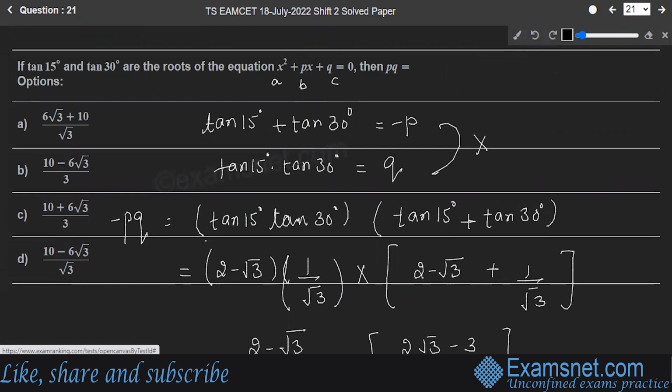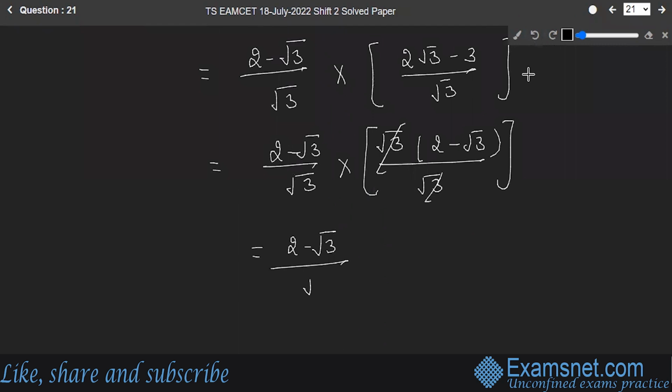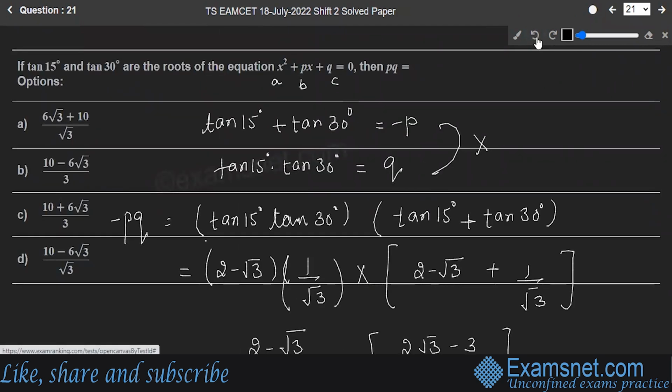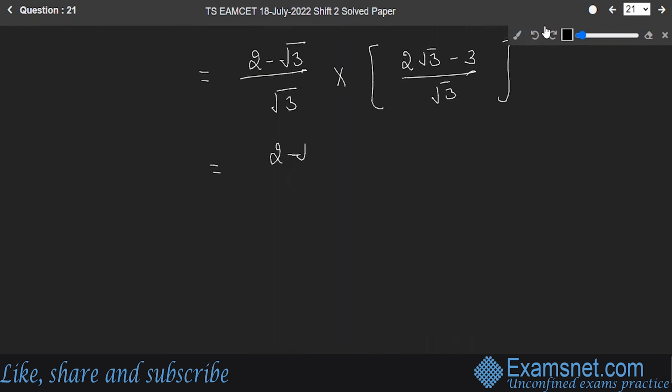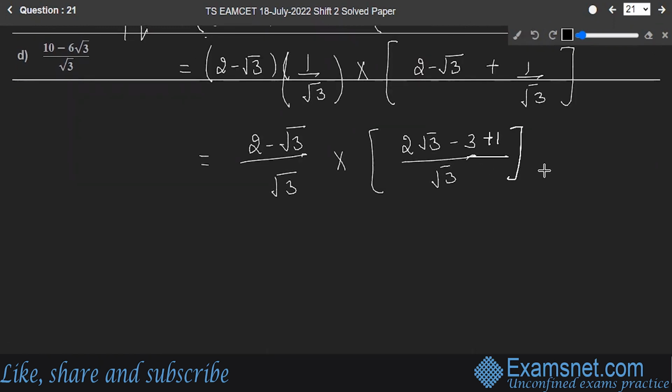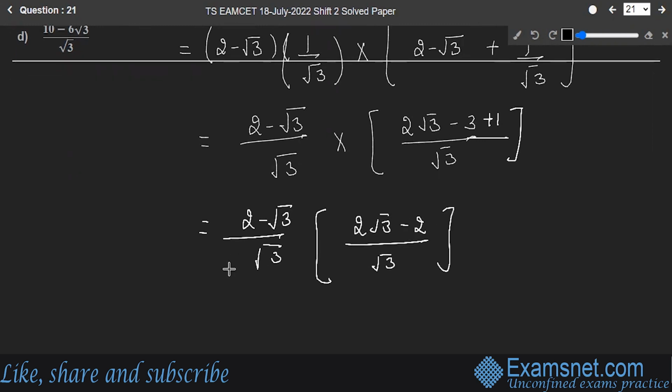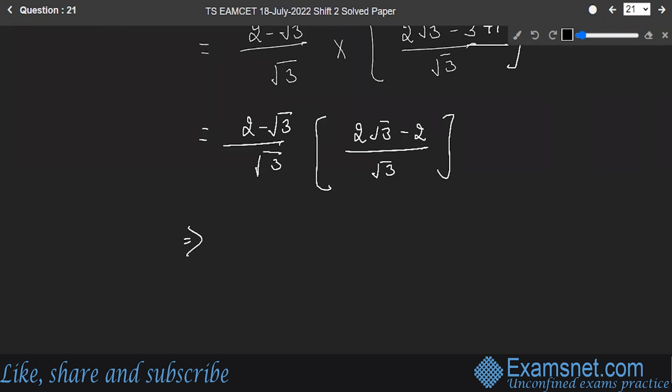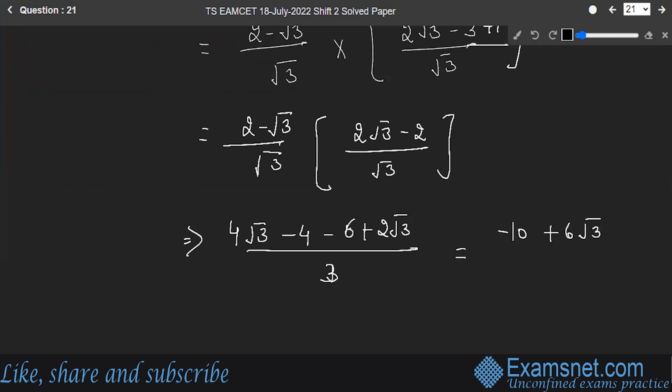Let's write it down, I'm repeating. Let's undo everything. Okay, so here was supposed to be plus 1 as well. This is 2 minus root 3 upon root 3 and 2 root 3 minus 2 upon root 3. So let's multiply this. You will get 4 root 3 minus 4 minus 2 into 3, that is 6, plus 2 root 3, whole divided by 3. So this will be equal to minus 10 plus 6 root 3 upon 3.